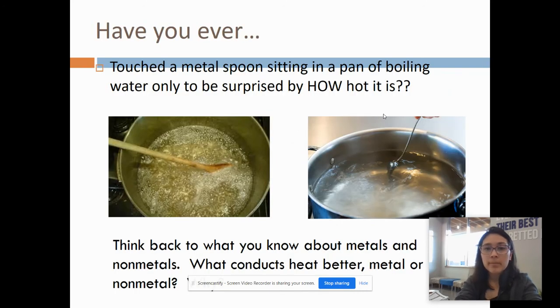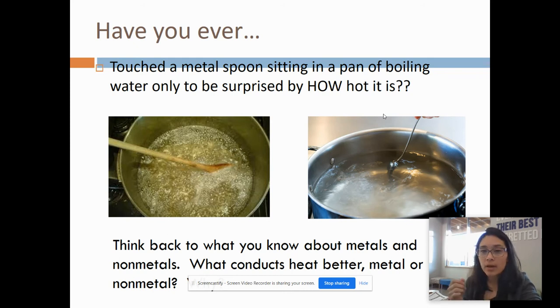Have you ever touched a metal spoon in a pan of boiling water only to be surprised by how hot it is? Like if you drink hot chocolate and it's cold outside, and I was drinking some over Christmas break, I stirred the hot chocolate with the spoon, then pulled the spoon out and tried to sip it, and the spoon is so hot. It's because of conduction. The heat transferred from the hot water to the cool spoon.